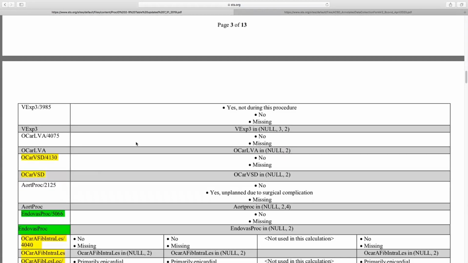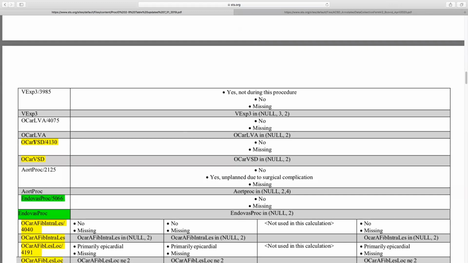And then this is the LVA, either no or missing. So if you had other cardiac, I think this was left ventricular aneurysm, if you chose yes for this, for any of these ProcIDs, it's going to move it over into the other column and it will not be analyzed.